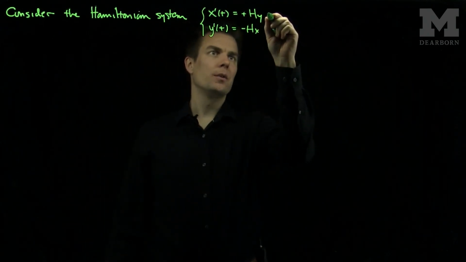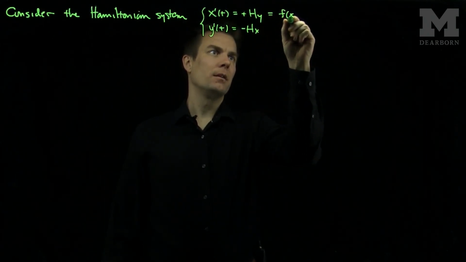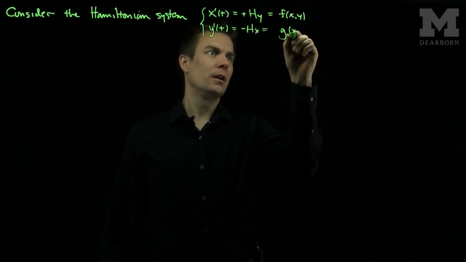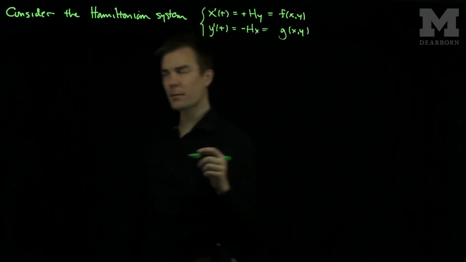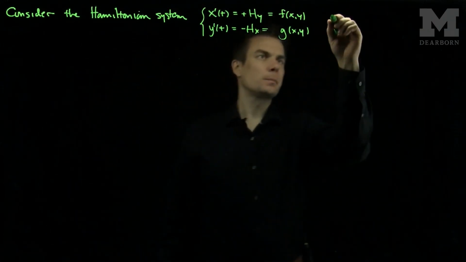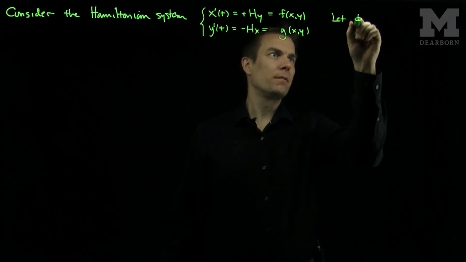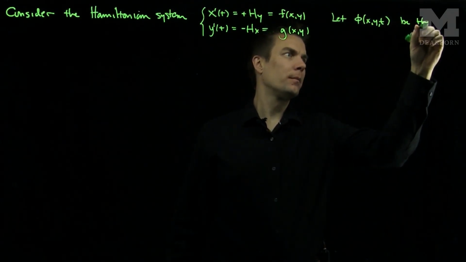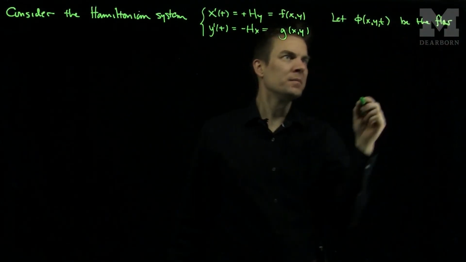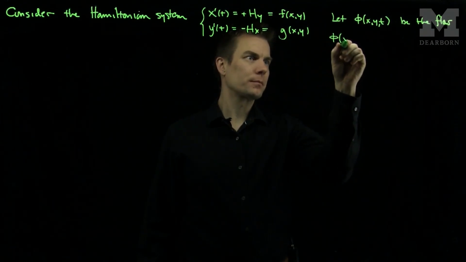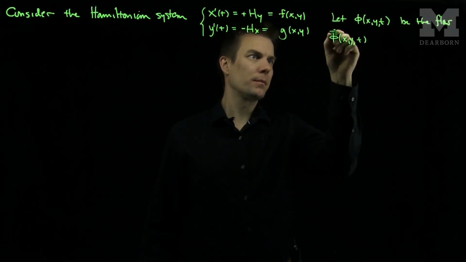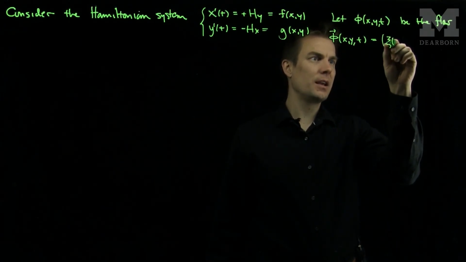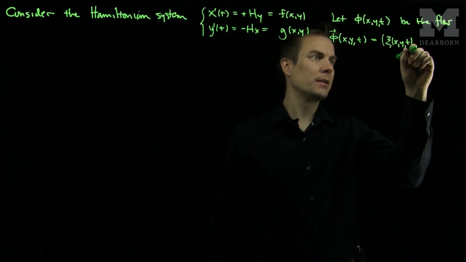And so what we'll do is we'll call this function H_y over here f of x, y, and we'll call this function y prime over here g of x, y. And we'll let phi of x, y, t be the flow. And so the flow is a vector field. And we'll say that this flow has coordinates xi(x, y, t), eta(x, y, t).